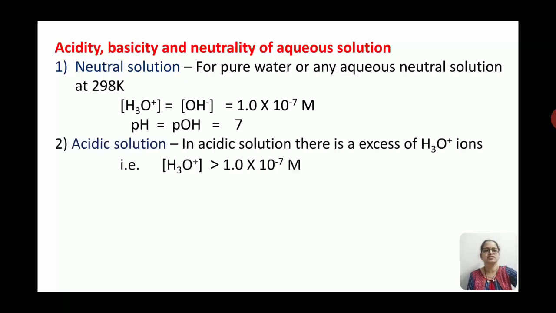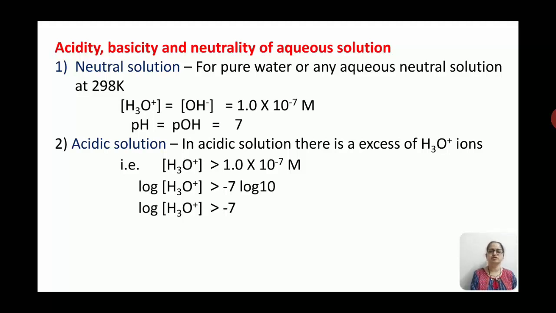Now we will go to the next one, that is acidic solution. In acidic solution, there is excess of hydronium ions. That is, molar concentration of hydronium ion is greater than 1 into 10 raised to minus 7 molar. Taking log on both the sides, what we will get? Log of molar concentration of hydronium ion is greater than minus 7 log of 10. Now, log of molar concentration of hydronium ion is greater than minus 7 because we know that log 10 value is equal to 1.